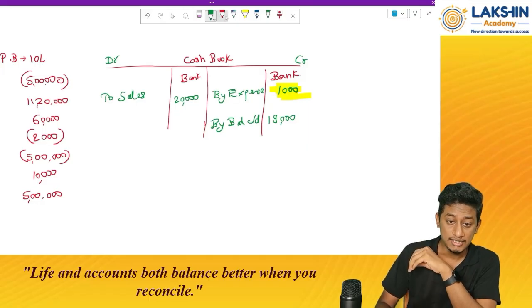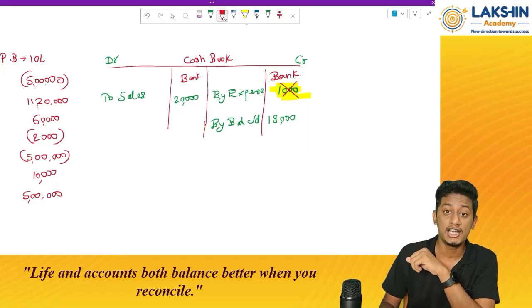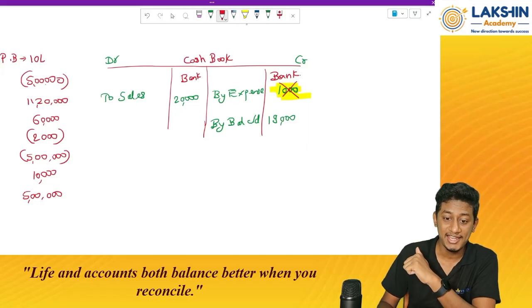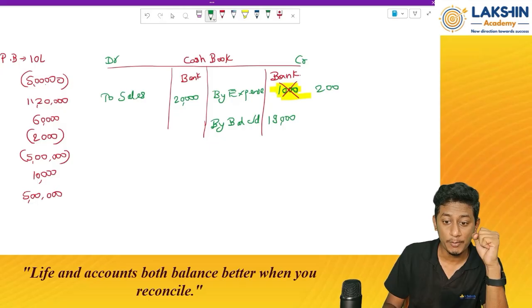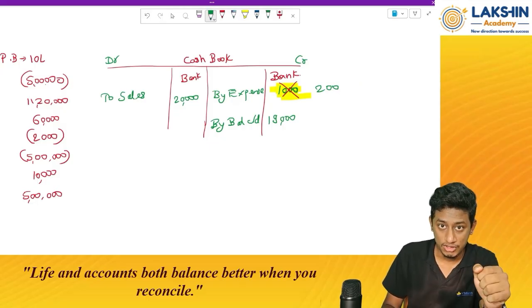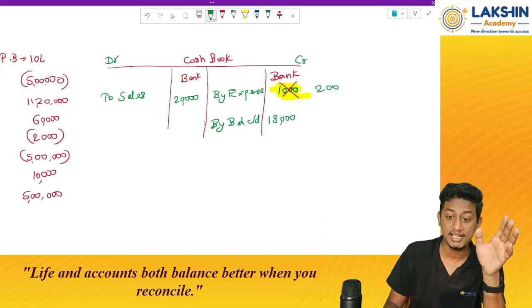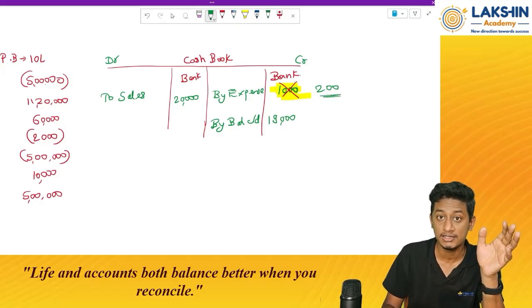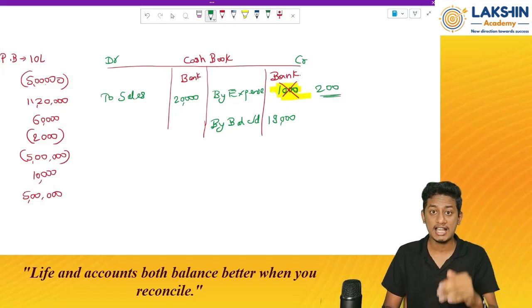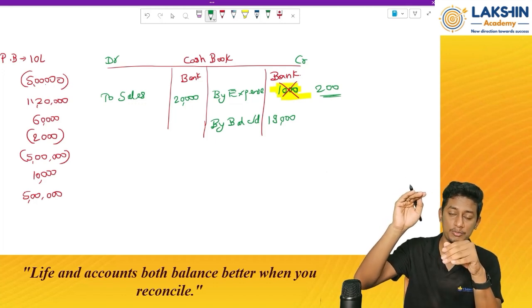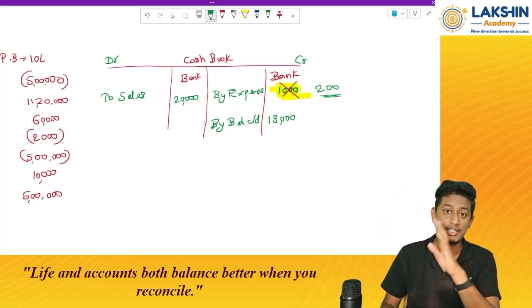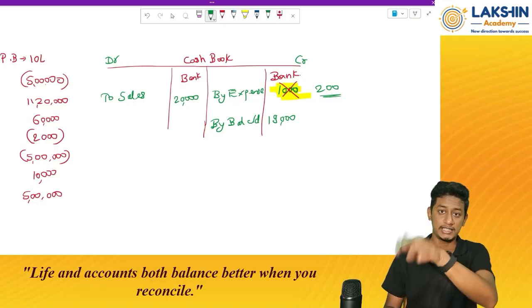Now, instead of entering 1,000 rupees, what did I enter? I entered, let's say, 200 rupees. Is 200 rupees the proper amount? No, sir, it is the wrong amount. It is undercasting. 1,000 was the actual amount, but by mistake I entered 200 rupees instead of 1,000 rupees. So this is called undercasting. This is the undercasting of the bank column in the cash book.